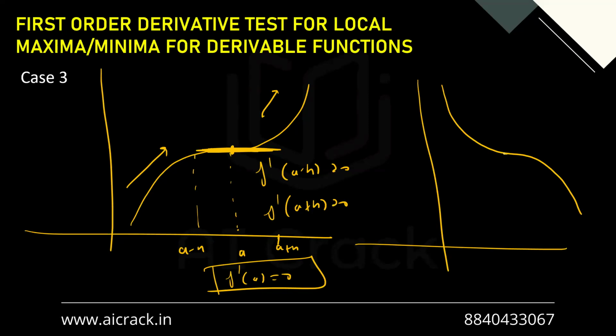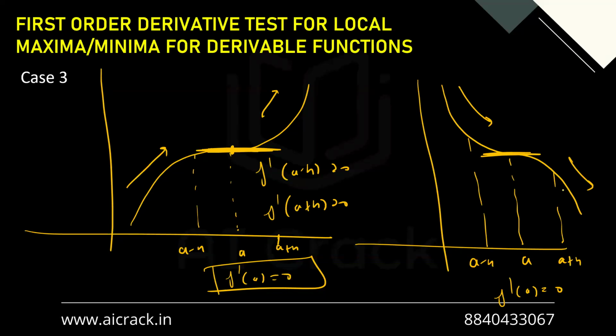Now in this case, again, at this particular point a, f dash a equals 0. But over here slope is negative, slope is negative. So if you talk about a minus h and a plus h, f dash a minus h is less than 0, f dash a plus h is also less than 0. So in this case we say that we have an inflection point. It's neither maxima nor minima, it's actually an inflection point.